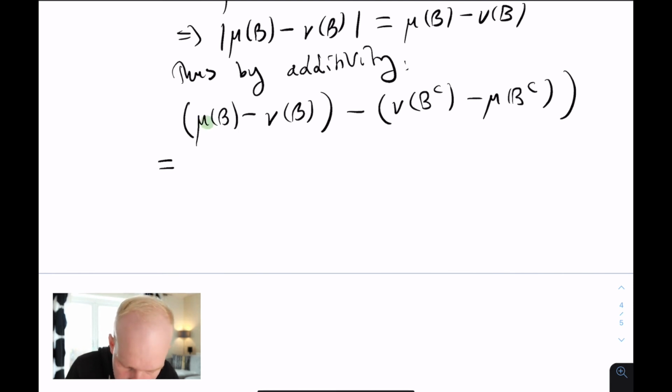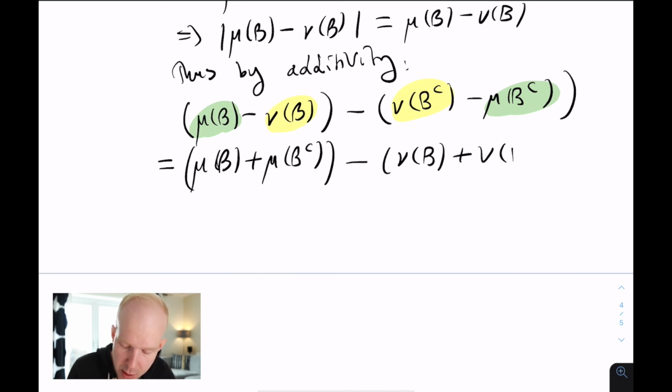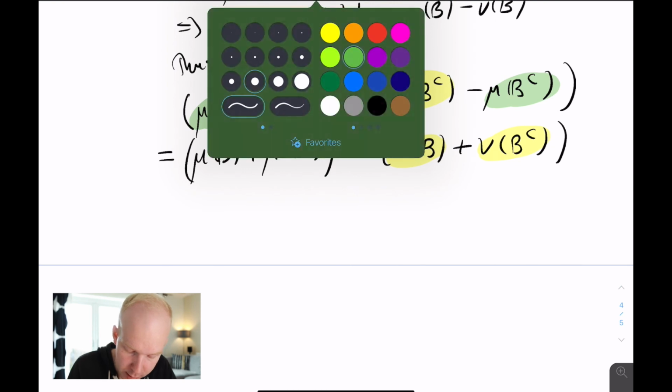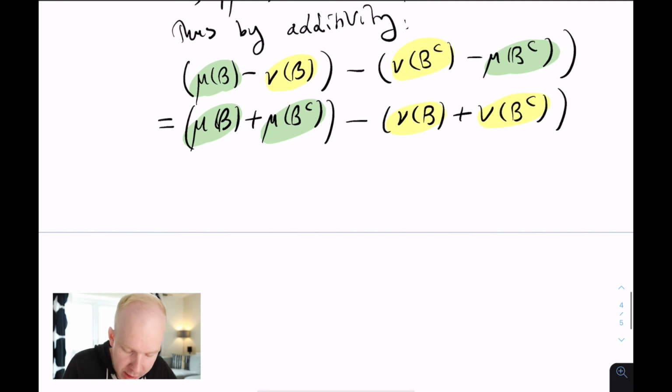So you can see that this is the mu B and mu B complement, and then here we have nu B and nu B complement. Let's put them on the same thing. So we have mu B plus the complement mu B complement, and then here you have the other side, so you have minus nu B plus nu B complement. That's how this came to be. So we have this one and that one, and then here this green one. Okay, and now we can see the additivity. So this is the additivity.